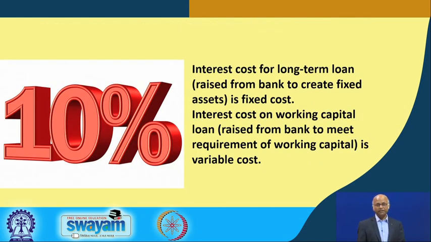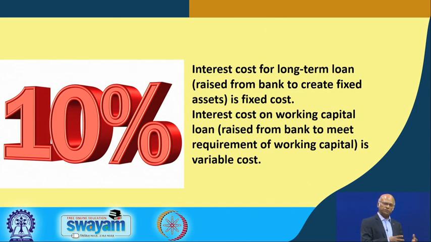Interest definitely will have two components. Suppose you have invested, say, 1 crore rupees for plant and machinery. You have to pay interest on 1 crore rupees as long as you are not repaying the money. So, this remains fixed on an annual basis. Every year you have to pay interest on the term loan, the loan that you have raised to create long term asset.